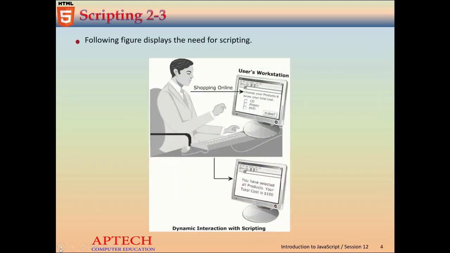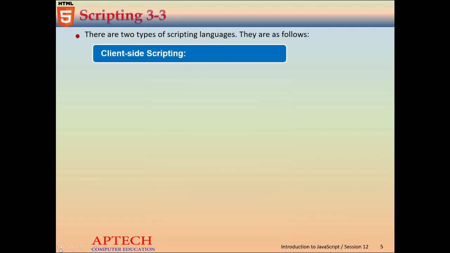So for example, let's say you are going for online shopping. You select a product. As soon as you select a product, the item is added to the cart. So that is just dynamic interaction using a scripting language.